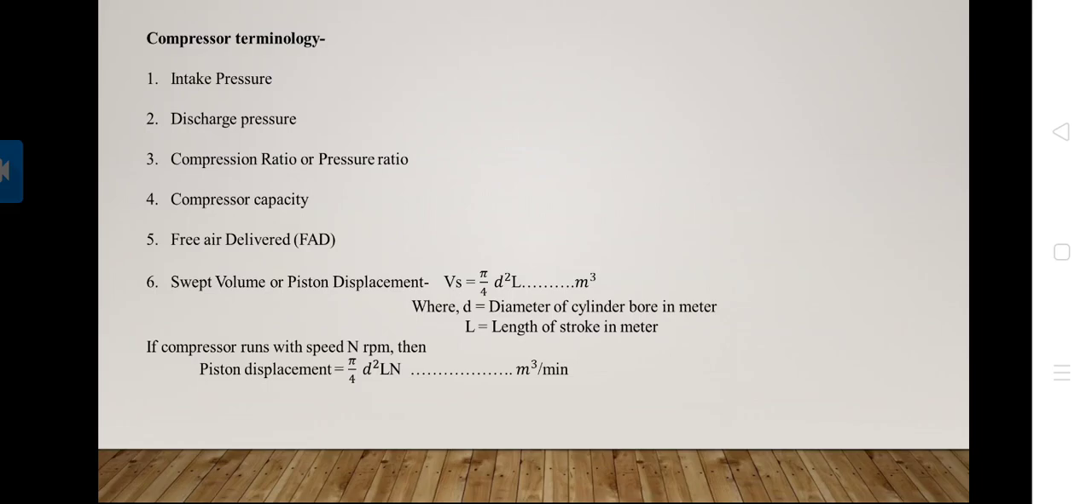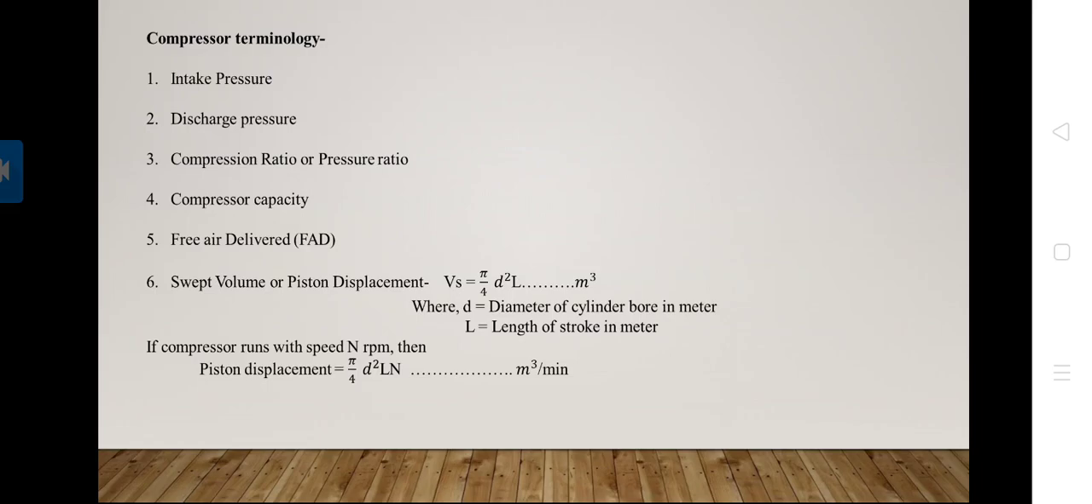Next is the free air delivered, also called FAD. FAD is the volume of air delivered under the conditions of temperature and pressure existing at the compressor intake. In the absence of these free air conditions, STP conditions are taken. In STP conditions, the pressure is taken as 1.01325 bar and the temperature as 15 degree centigrade. That is how free air delivered conditions are taken.